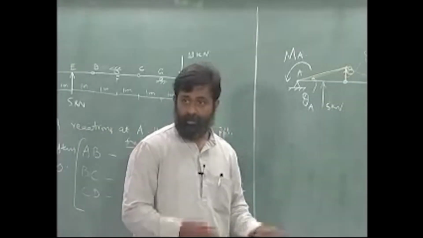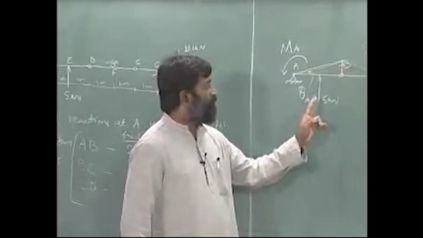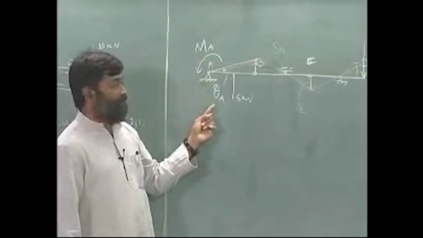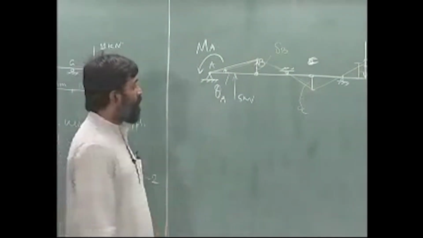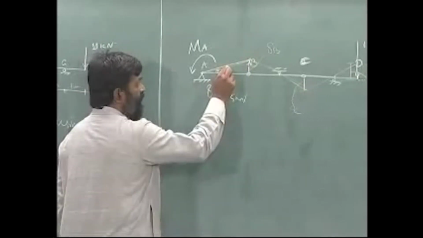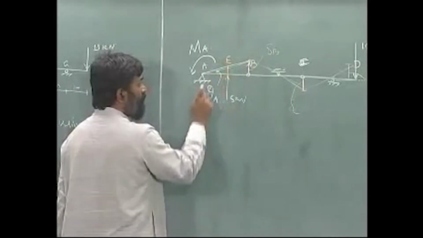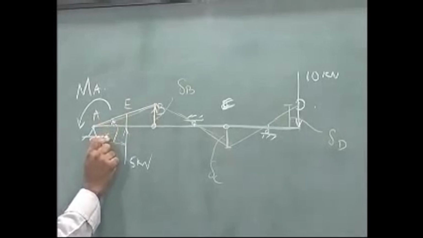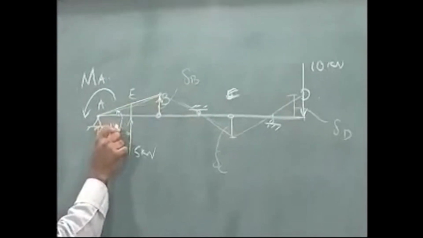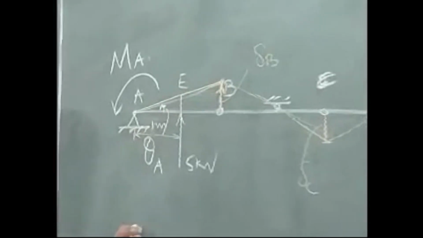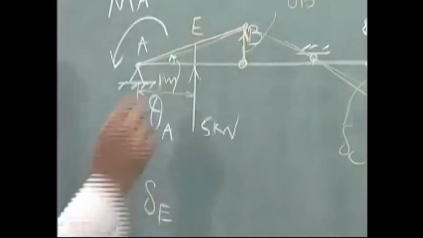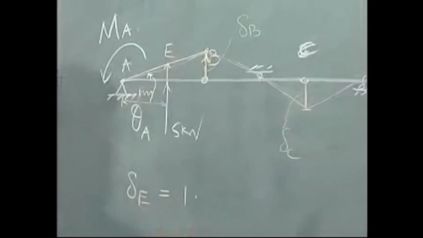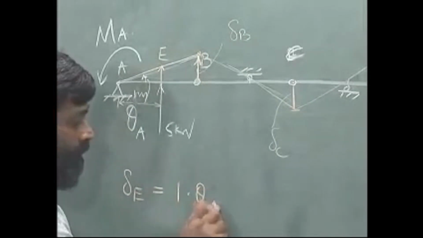because now we know we have to do that in order to provide the virtual displacements at 5 kilonewton and 10 kilonewton, apart from the virtual rotation that is already given. All right. At E, the distance from that support A to E is 1 meter, right, and therefore, delta E, is it upward? The answer is yes. The delta E is equal to 1 meter times theta A, upward.